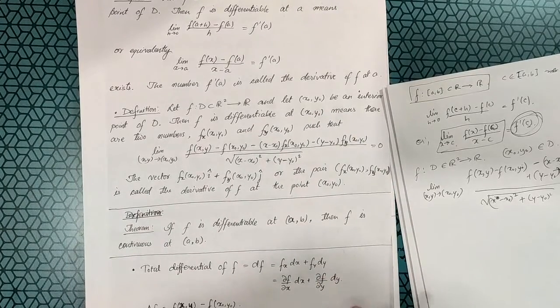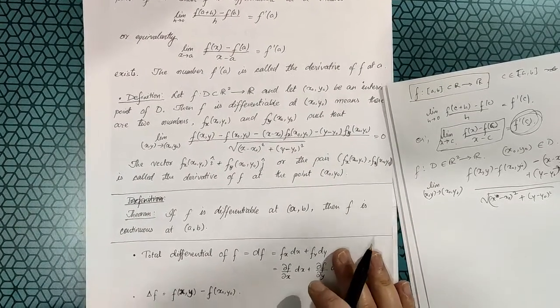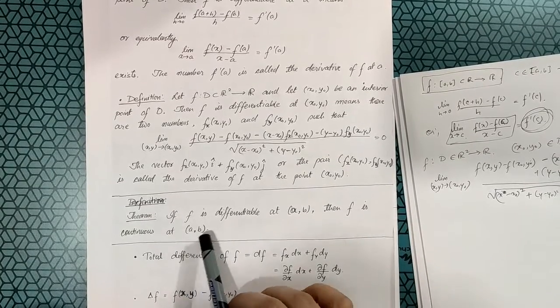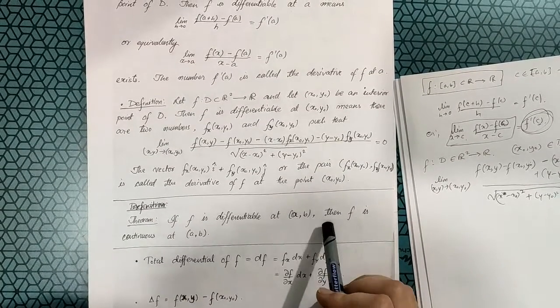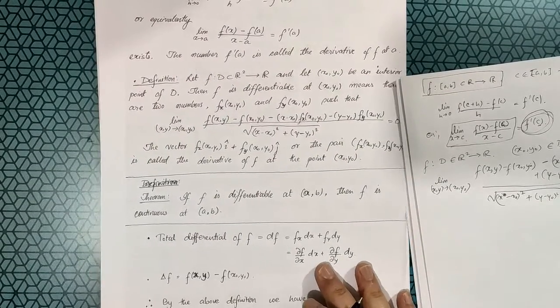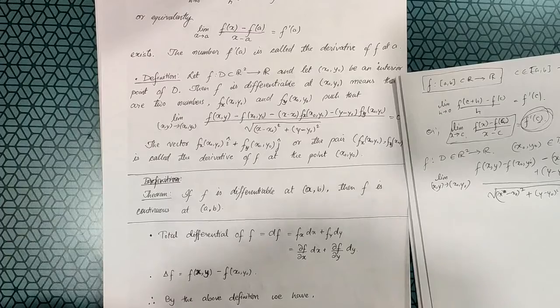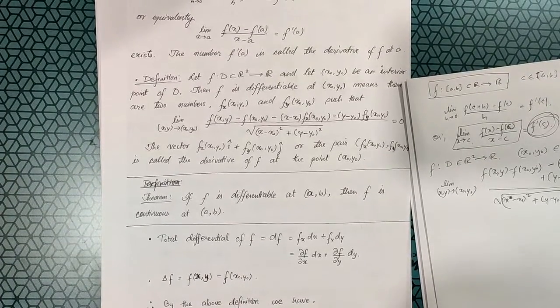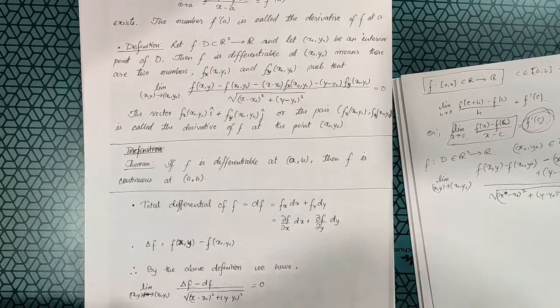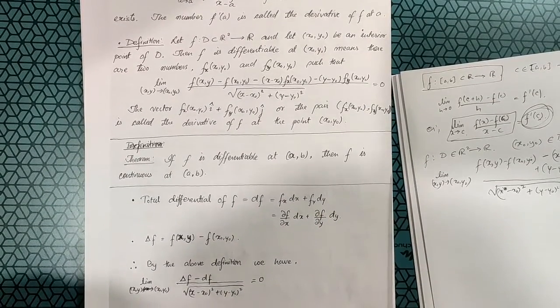So let us go through one theorem which says if f is differentiable at any point (a, b), then f is continuous at that point. So differentiability implies continuity. We do not go into the proof. The proof is simple.